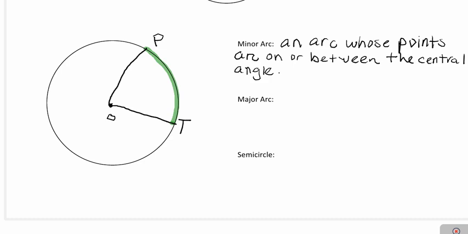And typically when we're naming a minor arc, like I said before, we use 2 points to label it. So I would call that arc PT. That is the minor arc. And I'm going to highlight that in green just so we remember. Now a major arc is an arc whose points are on or outside of the central angle.